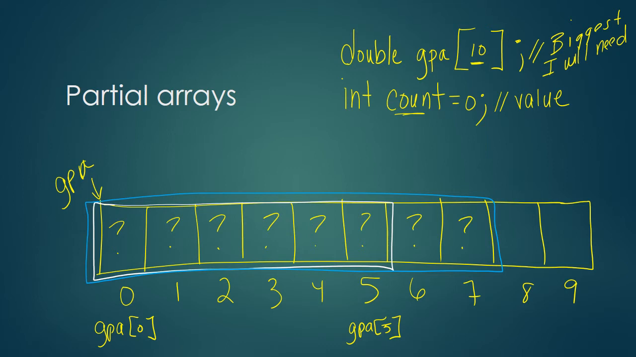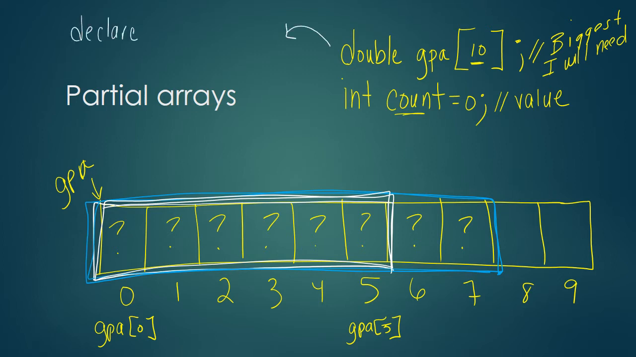If I were to use, like here, 8 elements, then my count would be 8. And in this example, if I'm using 6 elements, then my count would be 6. It depends how many elements I'm actually using of that array with the potential. So just keep in mind that in this class, we will declare arrays larger than what we need, or at least the biggest that you need, and we will declare a count to go along with it.